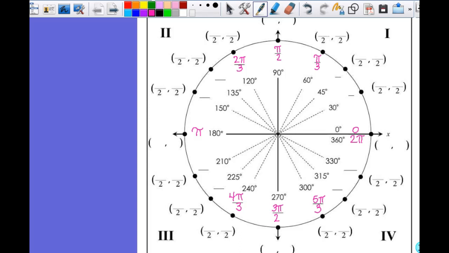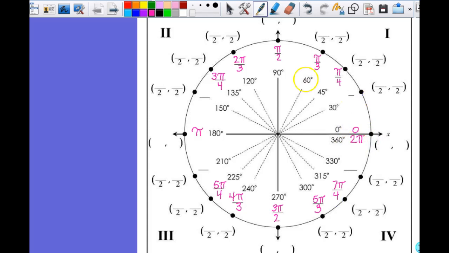Now let's talk about 45. 45 is half of 90, so instead of pi halves, this would be what? Pi fourths. So this is 1 pi over 4. This is 2 pi over 4, which is pi halves. That makes this 3 pi over 4. 4 pi over 4 is pi. That makes this 5 pi over 4. Then this becomes 6 pi over 4, which is 3 pi halves. Then this is 7 pi over 4. And then 8 pi over 4 is 2 pi.